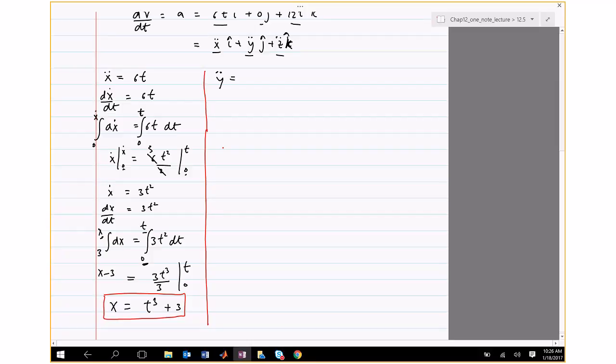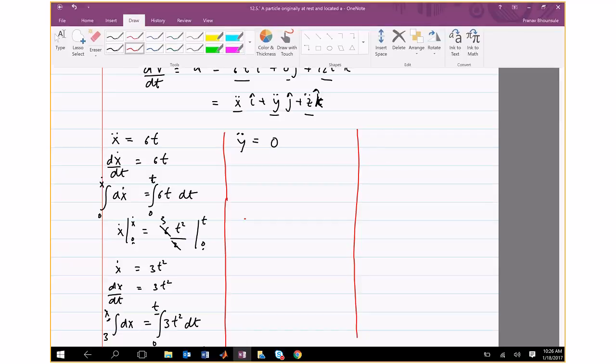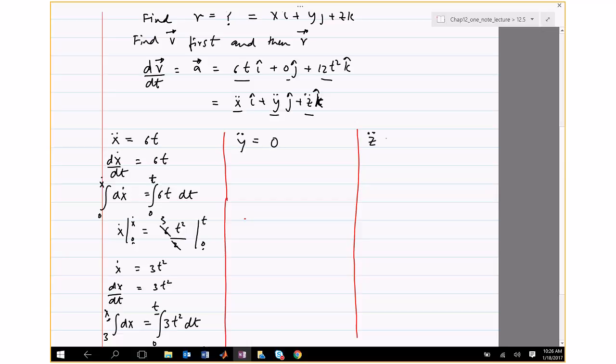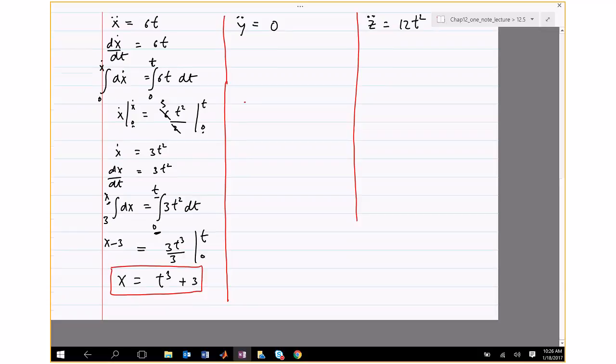y double dot is right here, it's 0, right? So I'll write 0. And then you have to do the same thing for z. So what's z double dot? It's equal to 12t squared, right? So carry out the integration twice. You know the velocity at time t0, you know the position at time t0, and you can solve for x and y. I'm not going to do this. I want you to try it at home.